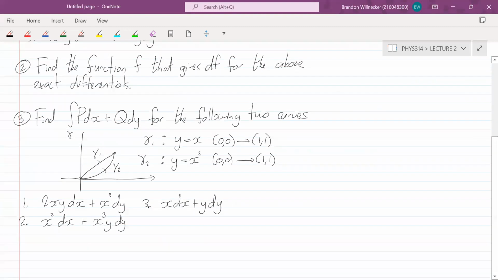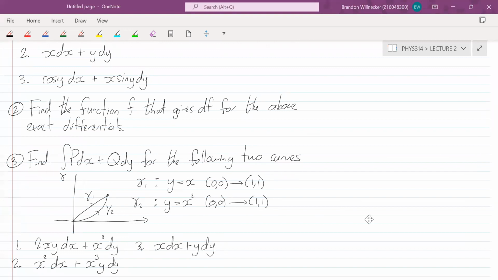Okay, so that's all of the homework for today. Any questions on this homework? Okay, so has everyone copied it down?